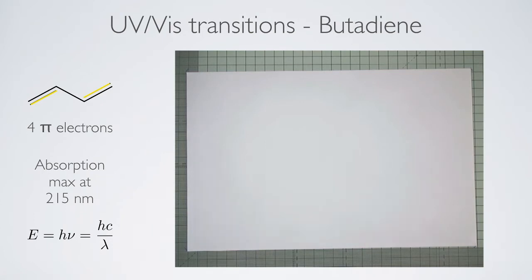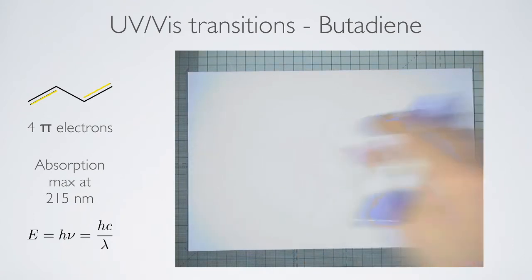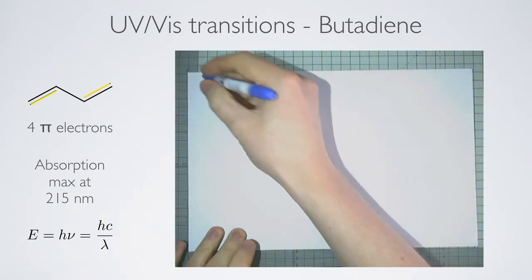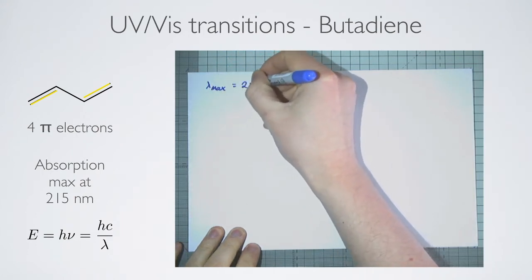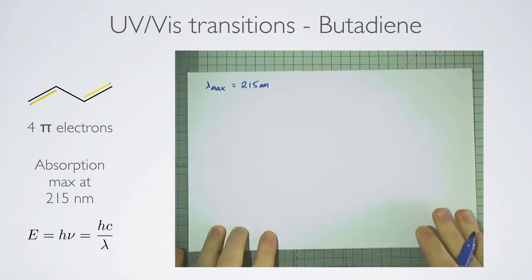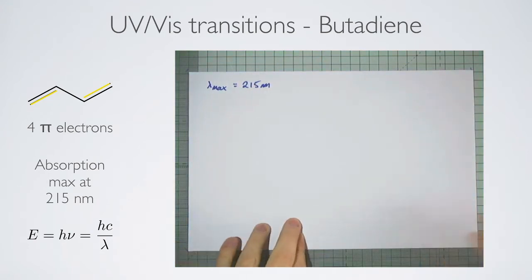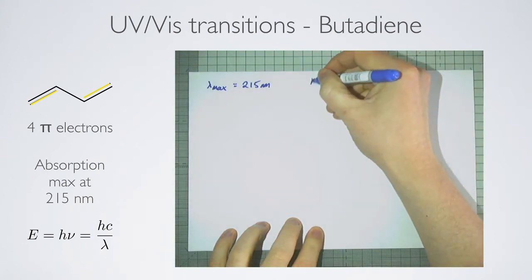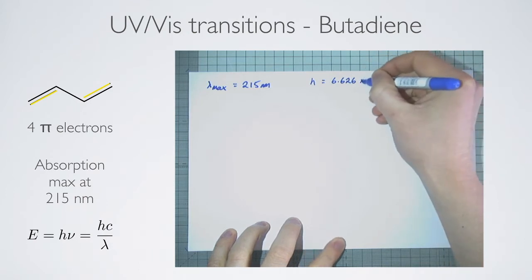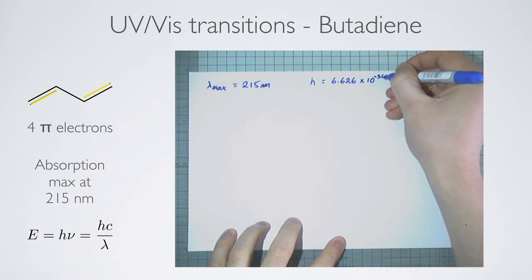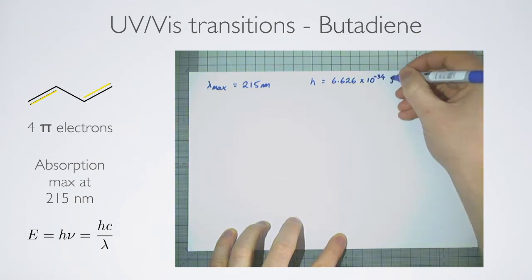So when we think of our photons, we want to try and think about what energy they have going into the molecule. So we've been told that the wavelength maximum, lambda max, is at 215 nanometers. Now we need to quantify a few things first before we carry on. We need to know the value of h. So the value of h is 6.626 times 10 to the power minus 34 joule seconds.